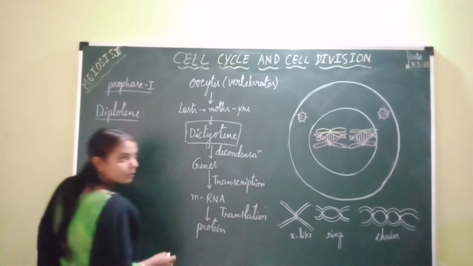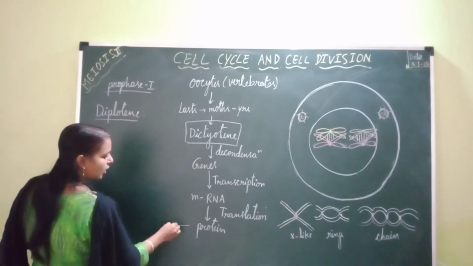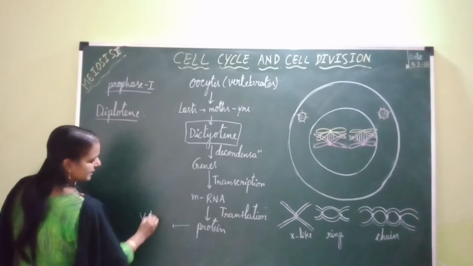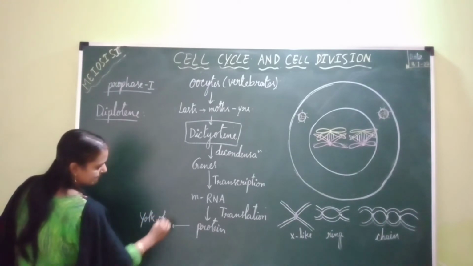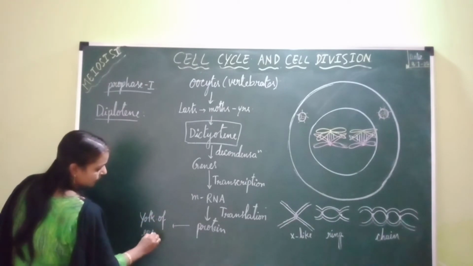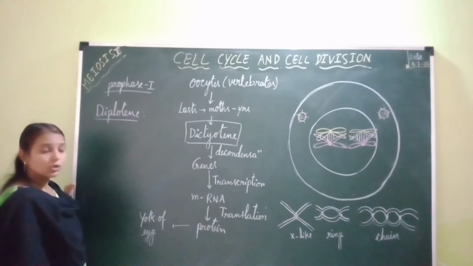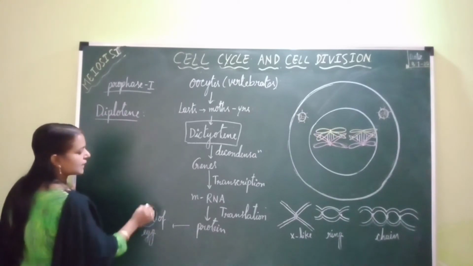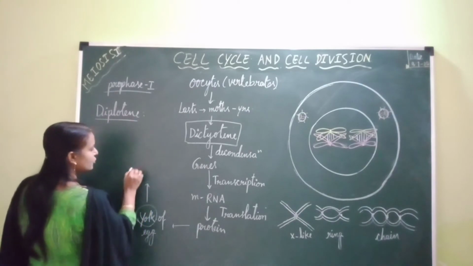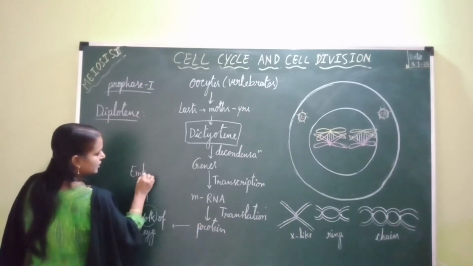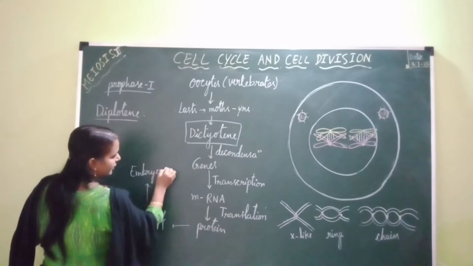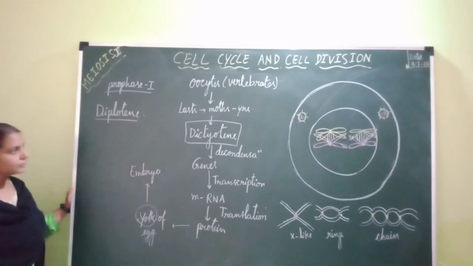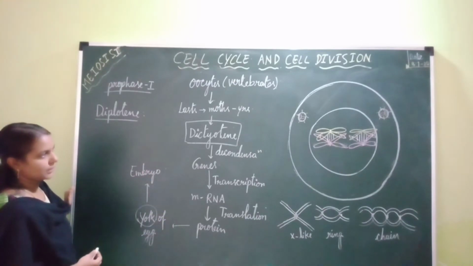Okay, now this protein is nothing but the yolk of the egg. Generally, in most of the animals, the egg consists of yolk, and this yolk present inside the egg is used for the development of the embryo. Okay, so this is about the Dictyotene stage.